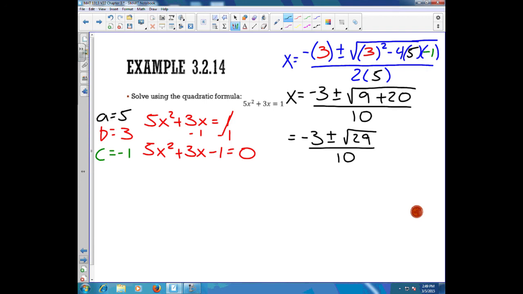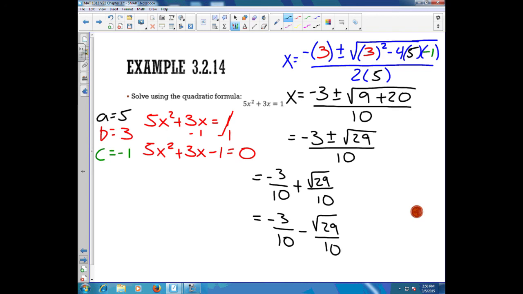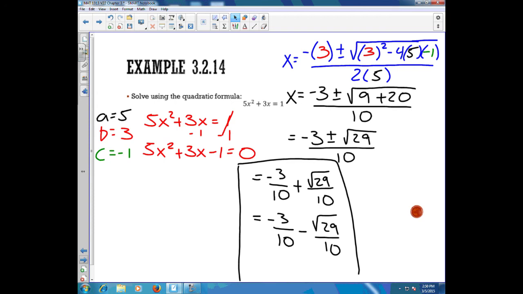But the square root of 29 can't be simplified in any kind of way. 29 is prime. Okay? So we have to just leave it as the square root of 29. So that means we really can't simplify this thing at all. And so our answer, negative 3 over 10 plus the square root of 29 over 10, and negative 3 over 10 minus the square root of 29 over 10. Both of those are your answers. So if the square root can't be simplified, then it's likely that you won't be able to simplify the solutions much at all.